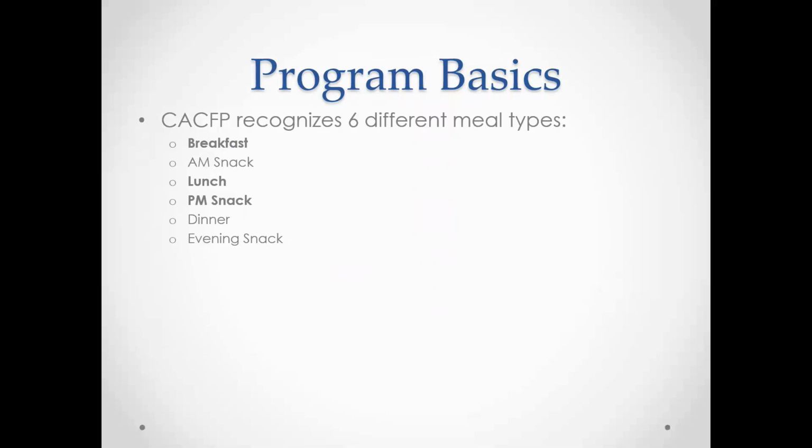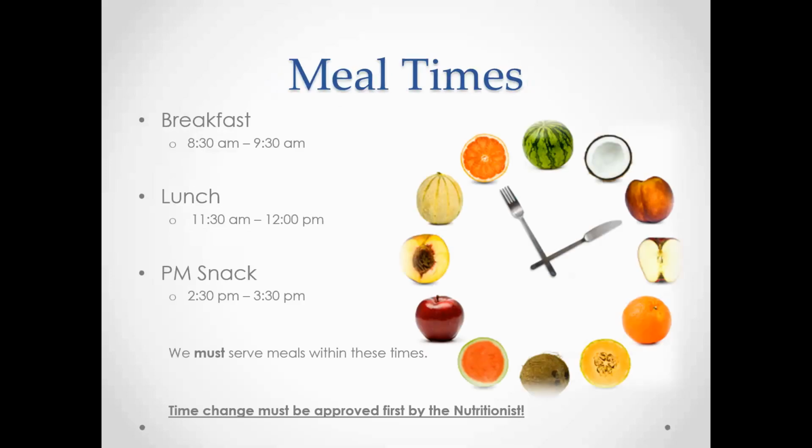So there are 6 different meal types. There's breakfast, AM snack, lunch, PM snack, dinner, and evening snack. And we do breakfast, lunch, and PM snack. So our meal times, we have breakfast from 8:30 to 9:30. We have lunch from 11:30 a.m. to 12 p.m. And we have our PM snack from 2:30 p.m. to 3:30 p.m. And we have to serve meals within these times.